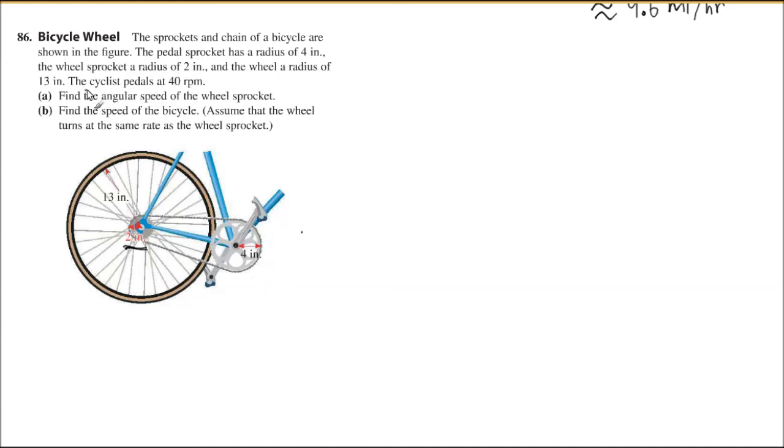The cyclist pedals at 40 RPM. So, how many discs do you see here? I'm going to consider this wheel as a disc, right? Disc 1. What other disc do you see? Little sprocket, you consider that as a separate disc? What about this guy? That's another disc. That's what is involved. I'm going to call that big wheel A, and this one here, disc B. This one there, disc C.